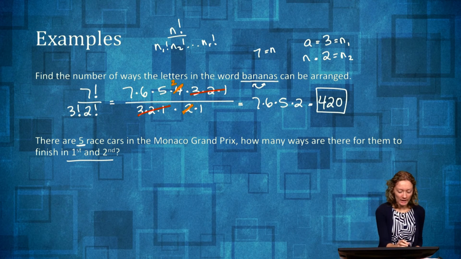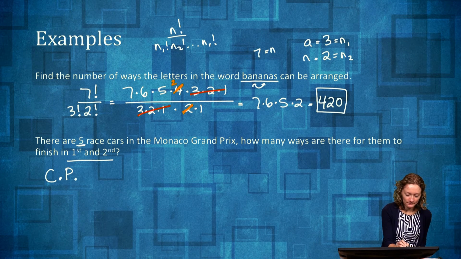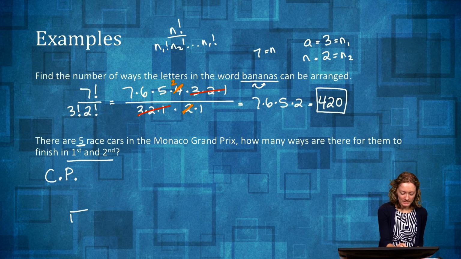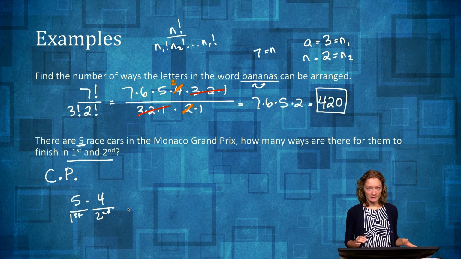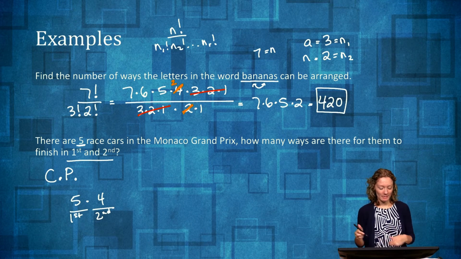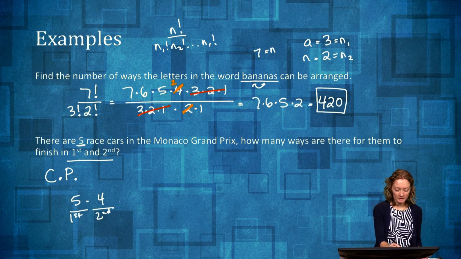Again, you can look at this multiple ways. You can use the counting principle, which would be how many ways can we place in first and how many ways can we place in second. 5 different ways to place in first place, and then 4 to place in second. Since someone has already placed, you can imagine they've crossed the finish line, now it's just a battle for second. There'd only be 4 left, which would give you 20 different ways.